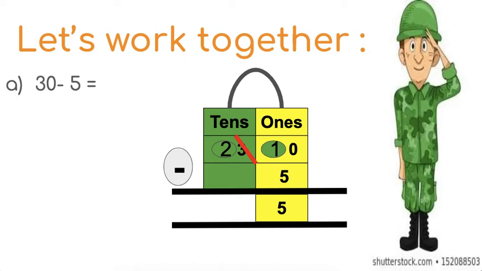I then can go next door to the tens, and the sum is 2 take away 0, which is 2. So my answer is 25.